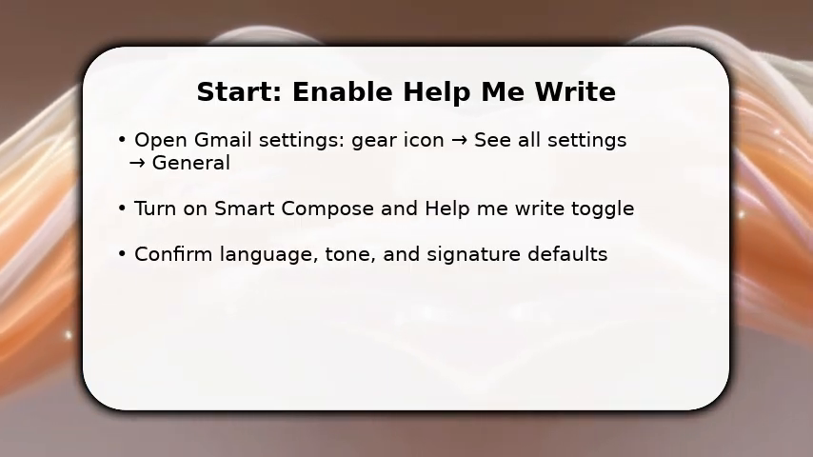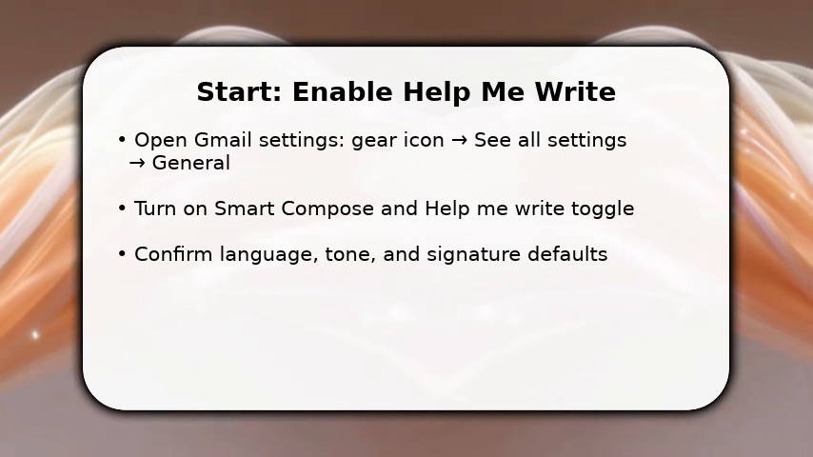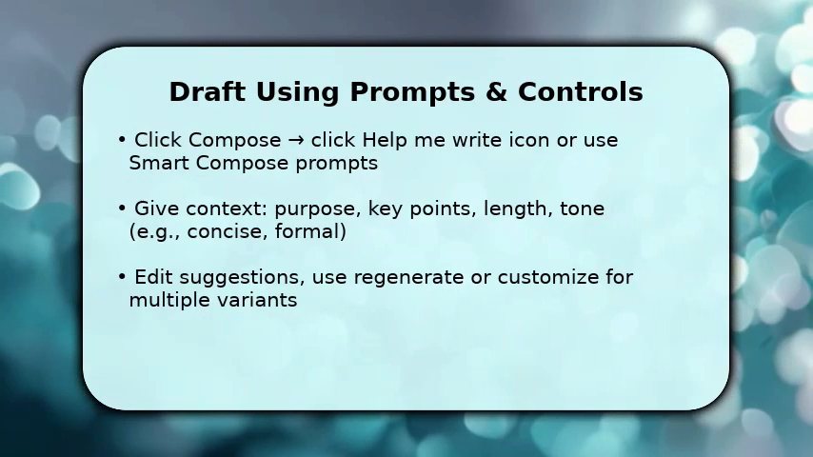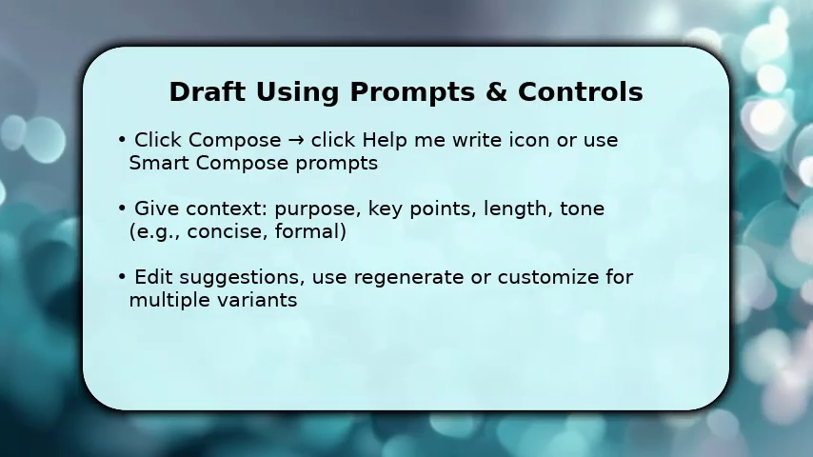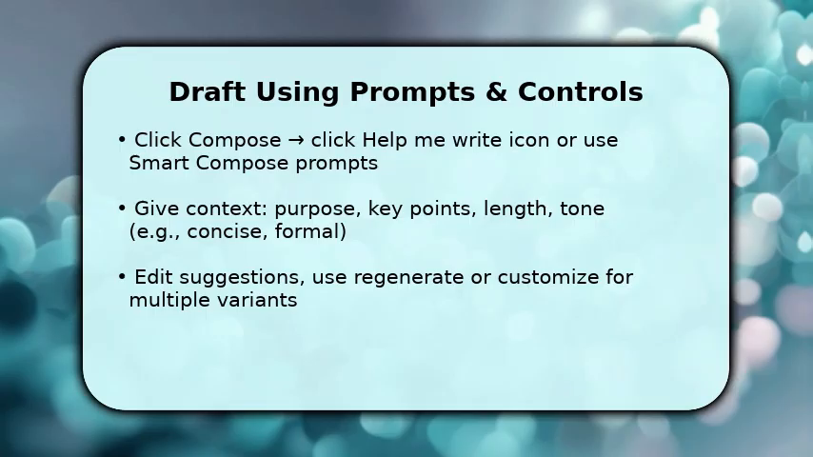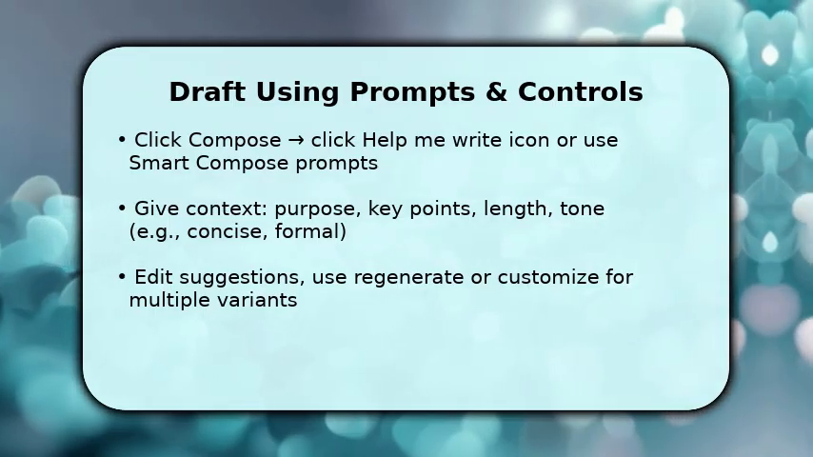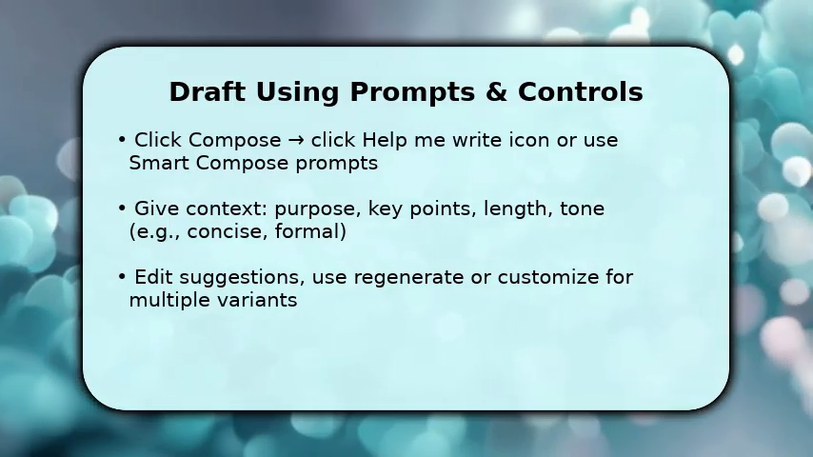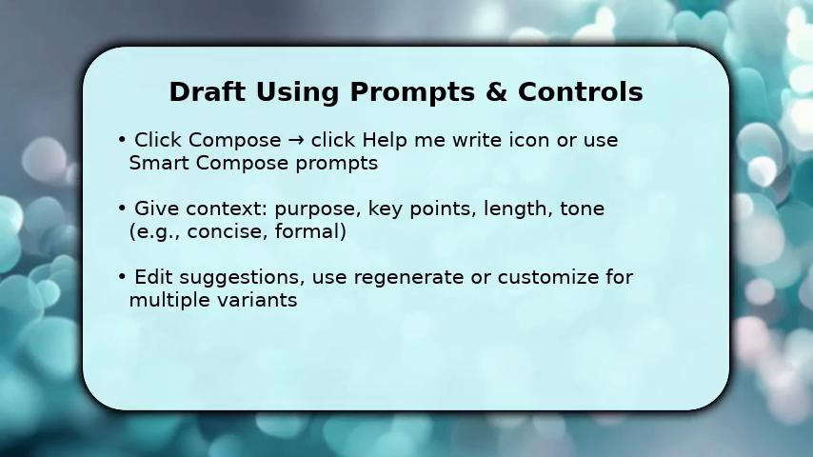Now start a new message, so we can move into drafting with prompts and controls. With Help Me Write active, compose a prompt describing purpose, recipient, and key points, for example, follow up, 3 bullet items, friendly tone. You'll see a suggested draft. Read it aloud mentally, then accept, edit, or regenerate.